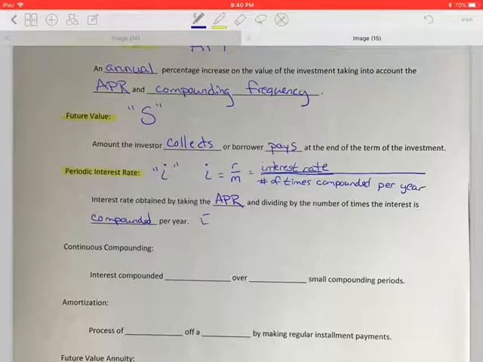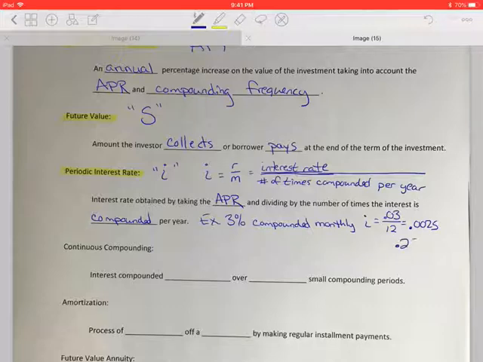Okay, so just as a quick example, let's say you're getting 3% interest compounded monthly. Then i is going to be the interest rate, which is 0.03 as a decimal, divided by 12, and that would come out to 0.0025 or 0.25%. So that gives you the interest rate just for that small period, not for the entire year.